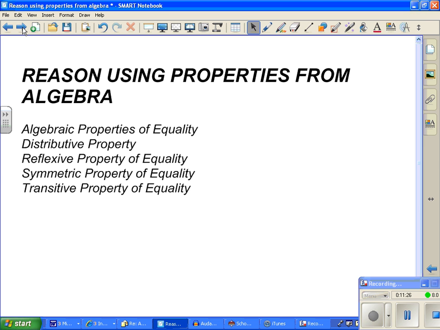Okay? So, reason using properties from algebra. Went through all the properties, and I messed a lot of those up, didn't type it correctly. Properties of equality, distributive property, reflexive, anything equals itself, symmetric, you can flip things over the equal sign. Transitive, if A equals B and B equals C, then A equals C. Hopefully this makes some sense, and we'll practice some more of these in class, but we are finally to proofs, finally to seeing how proofs work. All right? We'll see you in class.